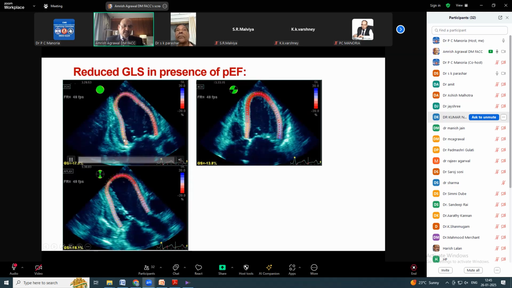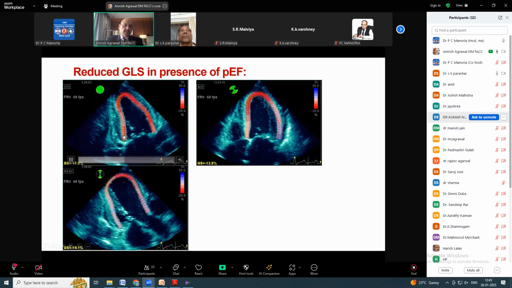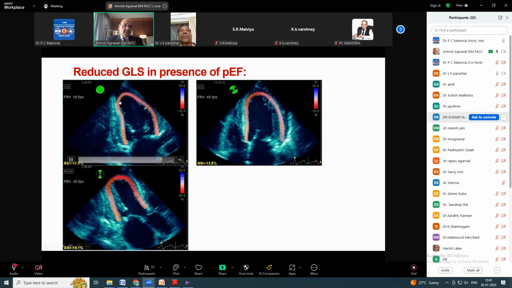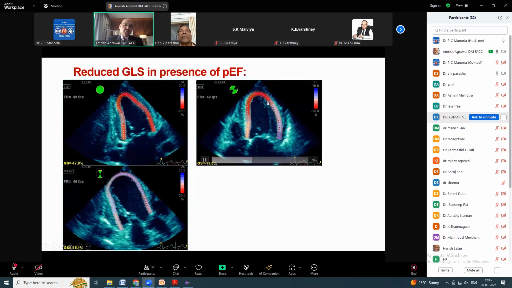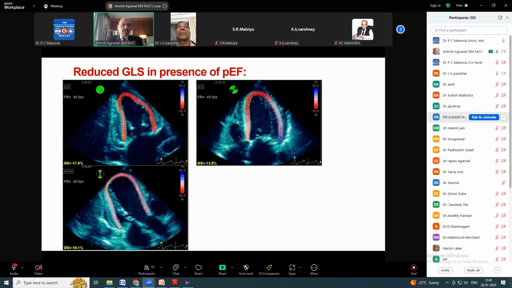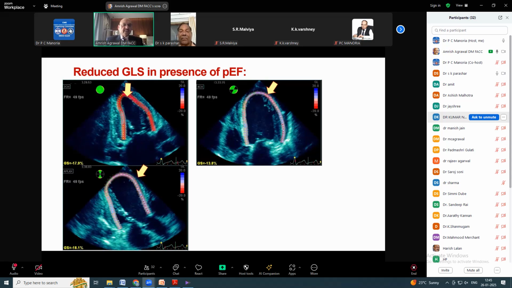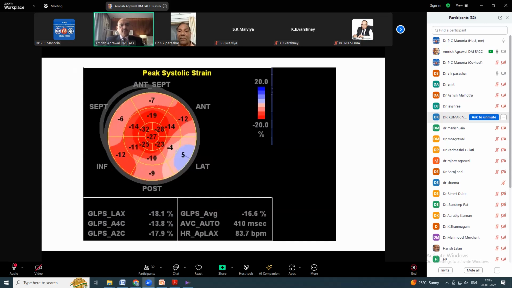You can actually see the base of the left ventricle is less darker red in color. It is less bright red in color, and the apex of the left ventricle is more bright in color. So the discordance is that the apex of the left ventricle is having stronger contractility than the base of the left ventricle. And this can be seen when we plot the images using strain imaging. You can see that the bases of the left ventricle have reduced contractility, and the apex of the left ventricle, which is the center of the image, is having brisker contractility.